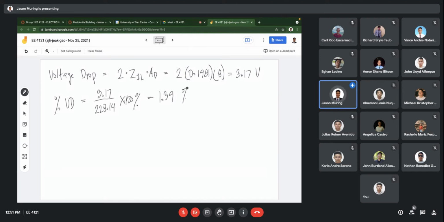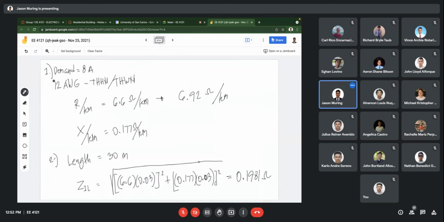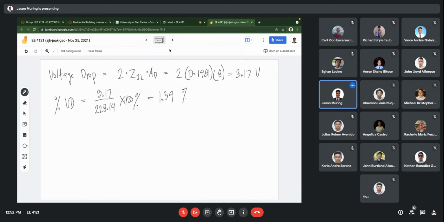So I have here 1.39%. So even if the conductor is a little bit longer now, and the conductor size is just 12 AWG, still our voltage drop satisfies the requirement of NEC. So therefore, we can use this 12 AWG, THHN or THWN. Okay, so bonus niya then.